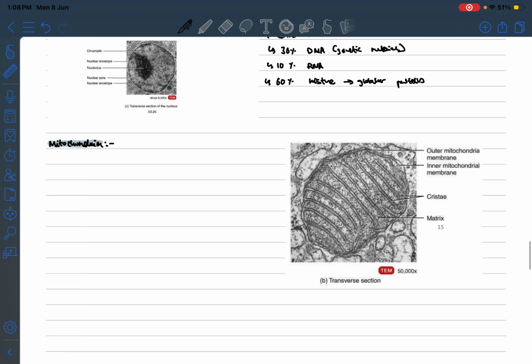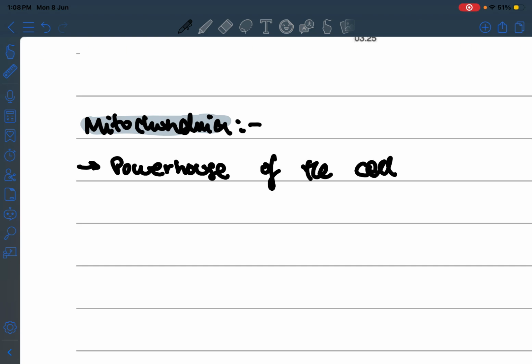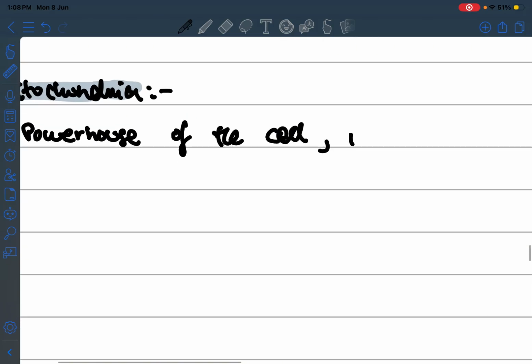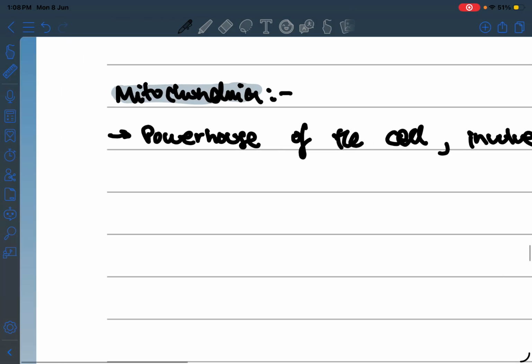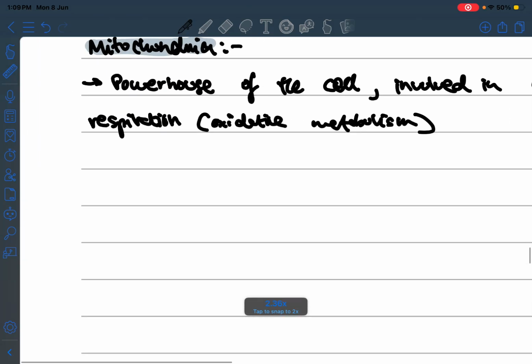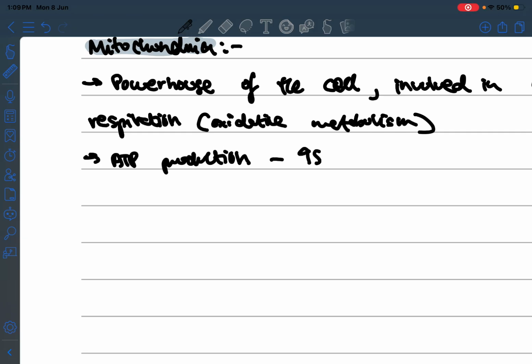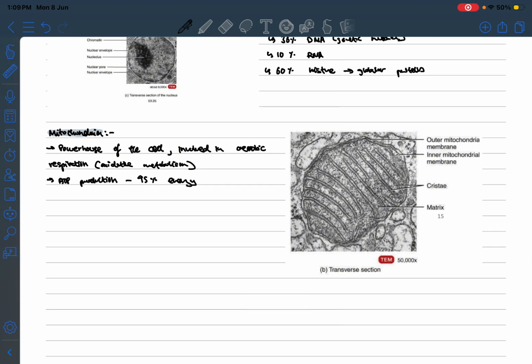Okay, so the first function, which is the pretty obvious thing, everyone knows this, is the powerhouse of the cell, right? Everyone says this, powerhouse of the cell. But we need to be a bit more specific as to why it is this. That's because it is involved in aerobic respiration, which is also known as oxidative metabolism. It uses oxygen. And also obviously as a result of this, it is involved in ATP production, and about 95% of energy is provided by this. Pretty significant. Obviously helps in day-by-day activities, one of the most crucial things.